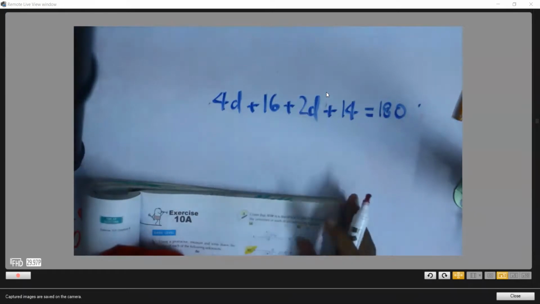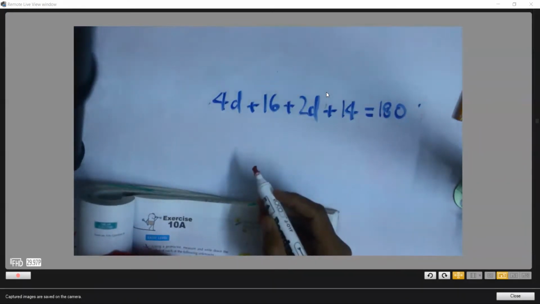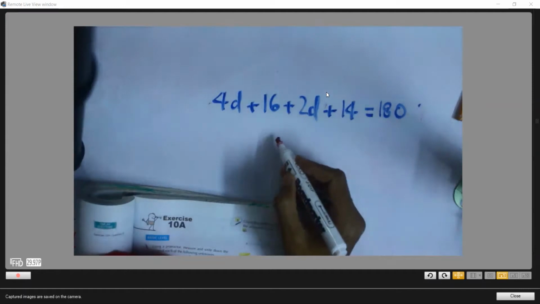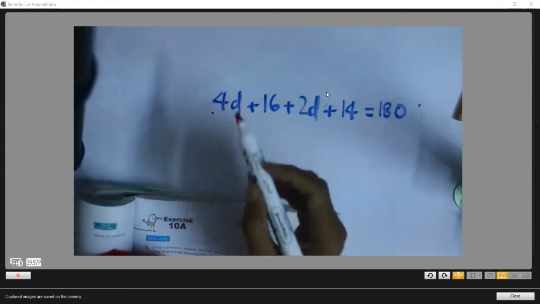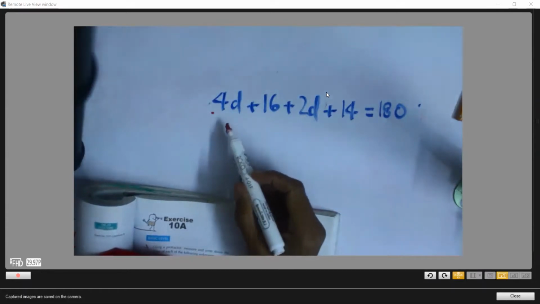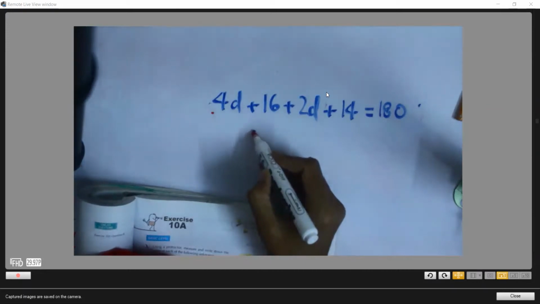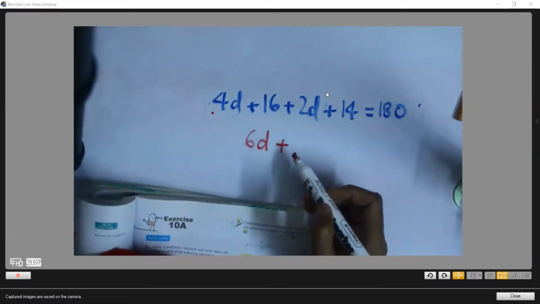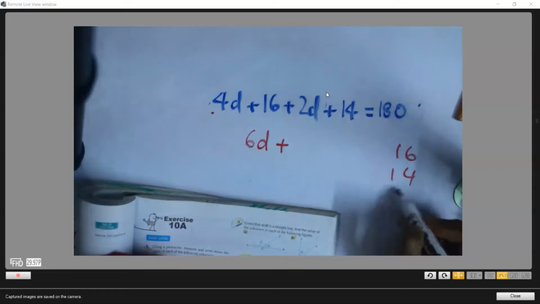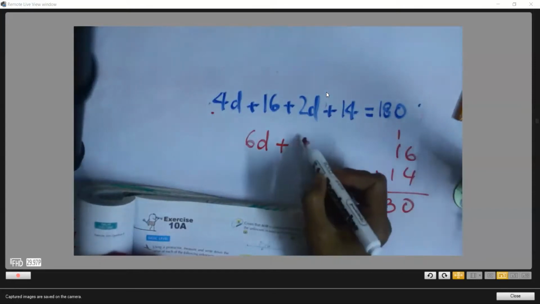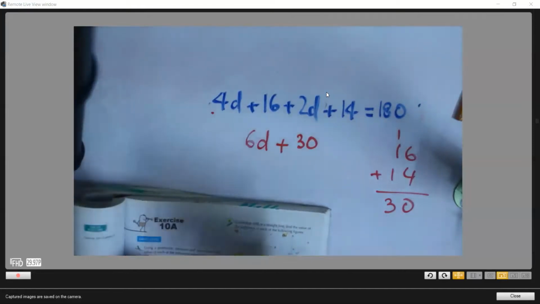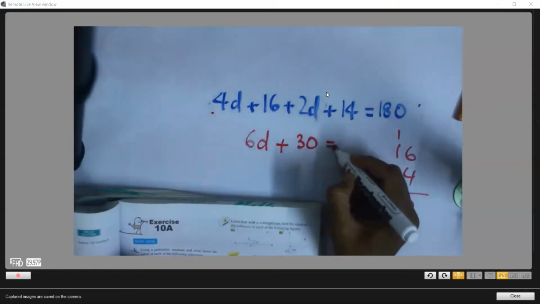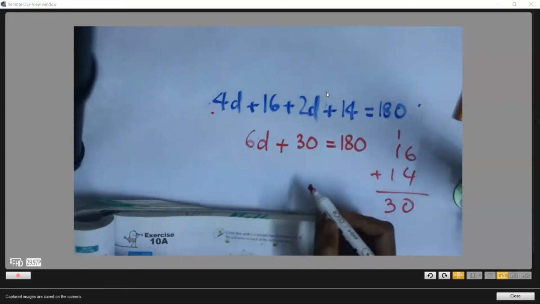Teacher, you should add 4D with 2D and 16 plus 14. Okay, so 4D plus 2D is 6D. Now let's add 16 plus 14. Teacher, the answer is 30. Yes, 6 plus 4 is 10, so 30. So 6D plus 30 is equal to 180. Now what should be my next step?